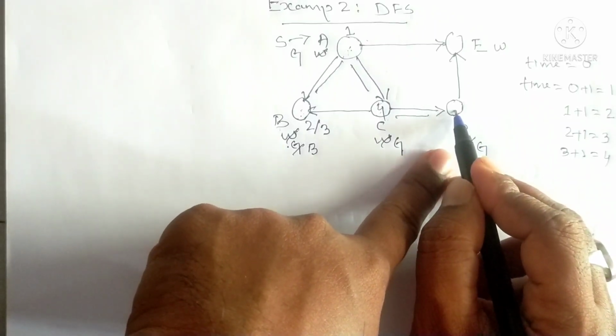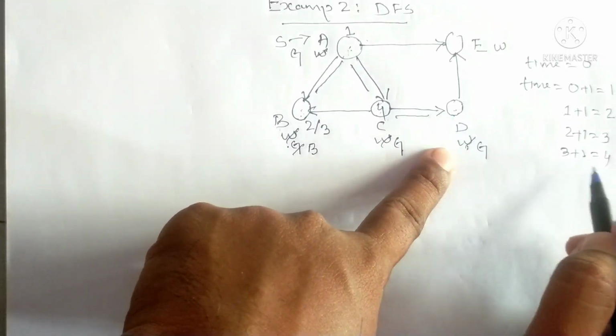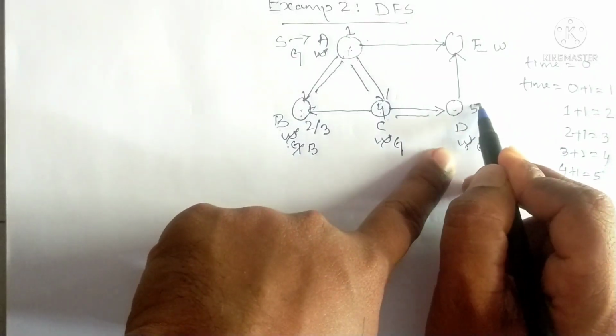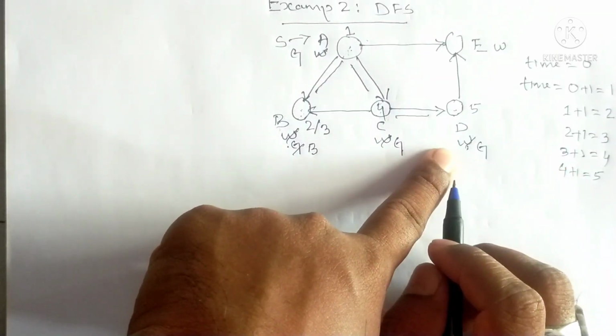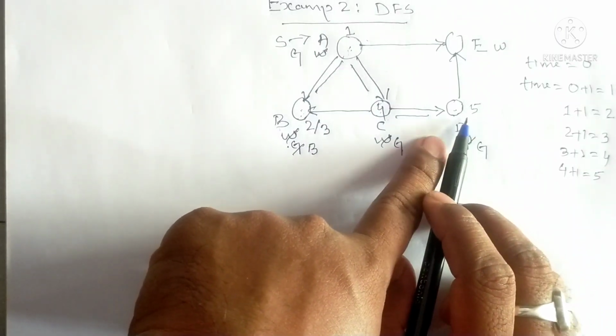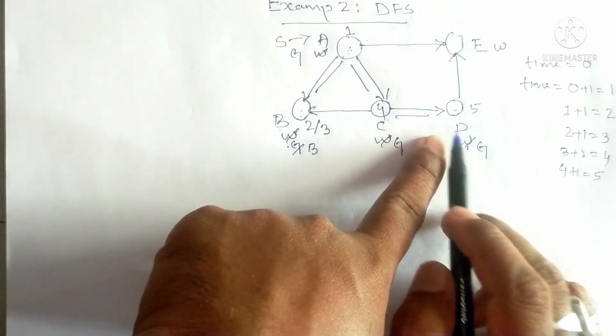Assign the initial timestamp. What is the initial timestamp? Your previous time plus 1. For 4 plus 1, I am writing here 5. So here, let me write here 5. So once you have assigned the timestamp, then we'll go for finding the adjacent of D.